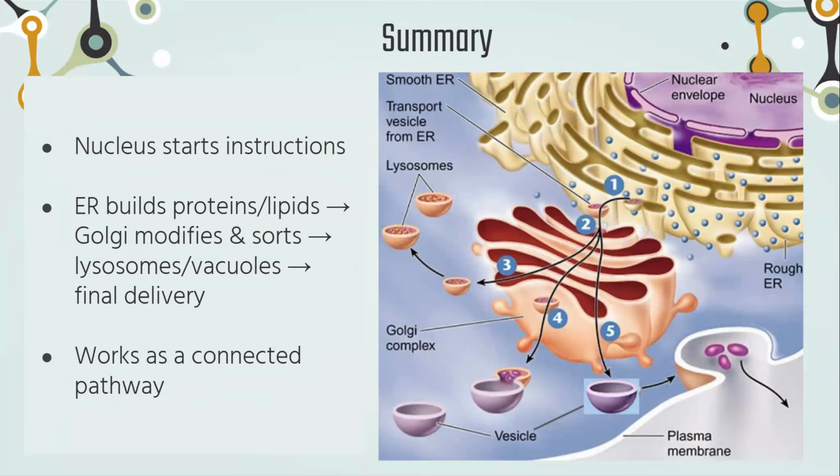In summary, the nucleus starts the instructions, the endoplasmic reticulums, rough and smooth, create proteins and lipids. The Golgi apparatus or the Golgi complex modifies and sorts these materials. Next, lysosomes in animals or vacuoles in plants digest the waste or dead parts, and then finally they're delivered to wherever they need to go, and sometimes that's outside the cell through vesicles. And all of this works as a connected pathway.